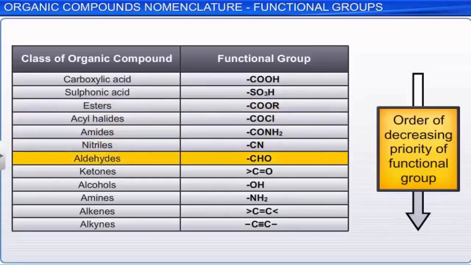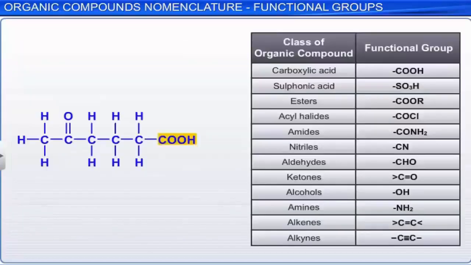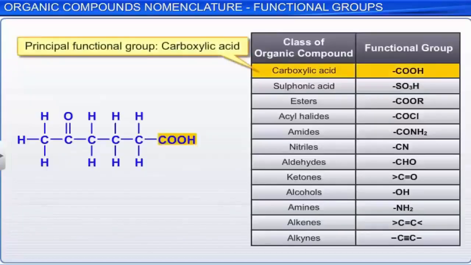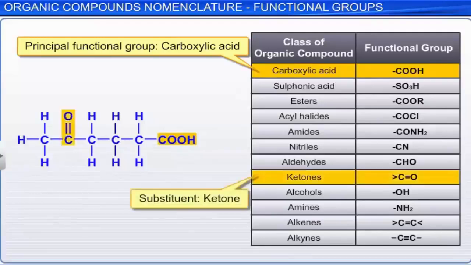aldehydes, ketones, alcohols, amines, alkenes and alkynes. In the given compound, carboxylic acid will be the principal functional group, as it has higher priority than the ketone functional group. The name of the compound is written on the basis of the principal functional group.